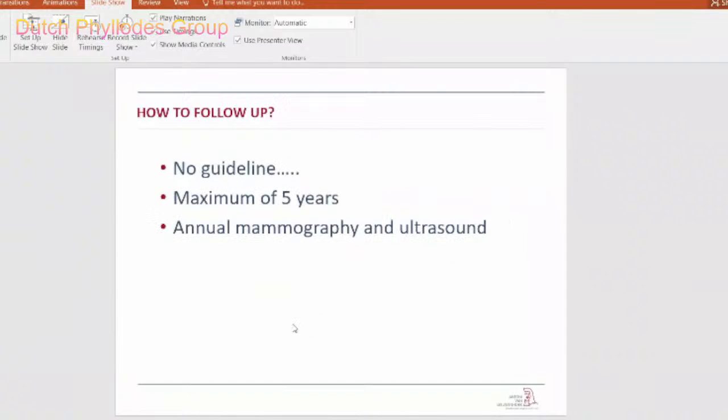There are no guidelines, at least not in the Netherlands, on the treatment and follow-up of phyllodes tumor. I would say that a maximum of 5 years follow-up is sufficient, given the fact that the recurrences mostly happen at 2 to 3, maximum 4 years, and we would do that with an annual mammography and ultrasound.